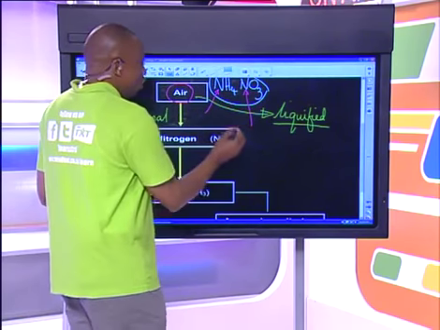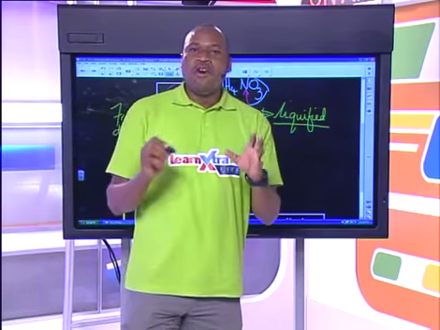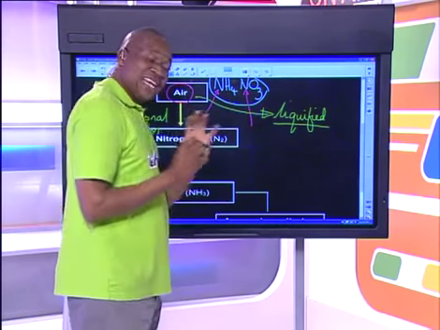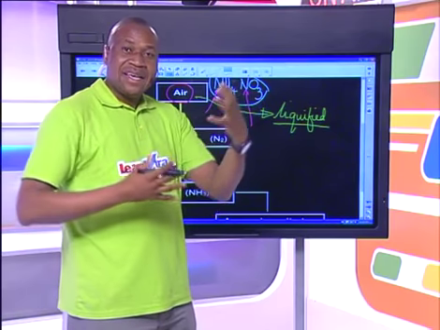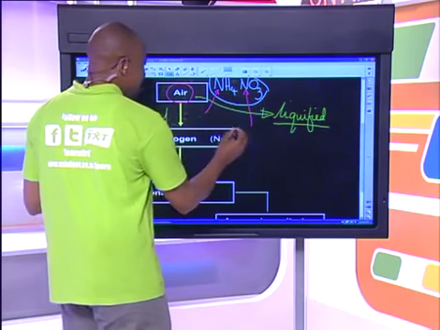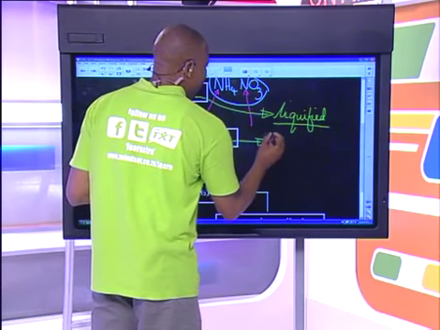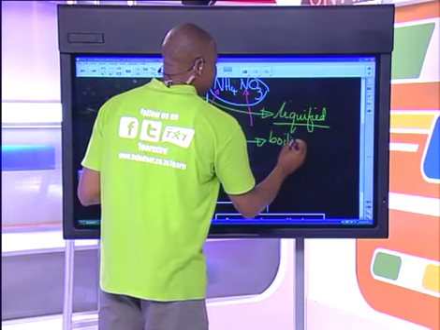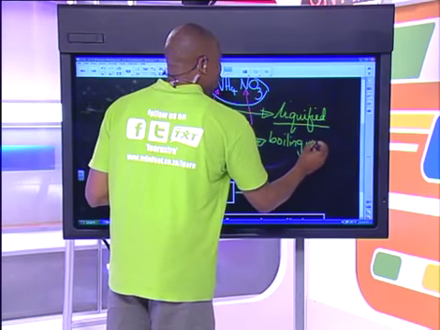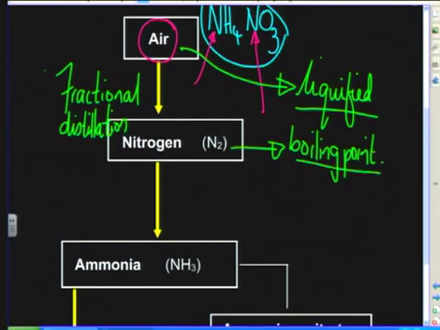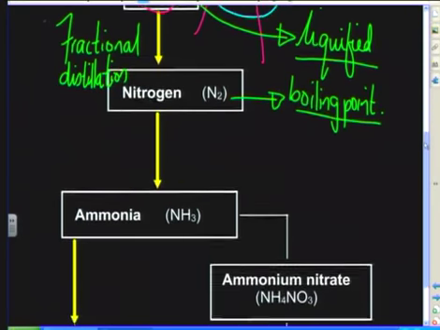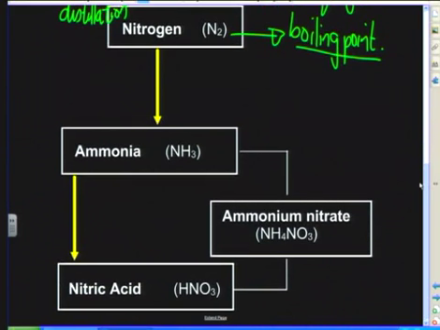Now, because different gases will boil at different points, we make sure that we tune our heating process such that when we get to the point where nitrogen will boil, the boiling point of nitrogen, at that point only nitrogen is going to change from a liquid to a gas, and we harness that. All right, and once we do that, we have our nitrogen, and then we can use it to produce ammonia.